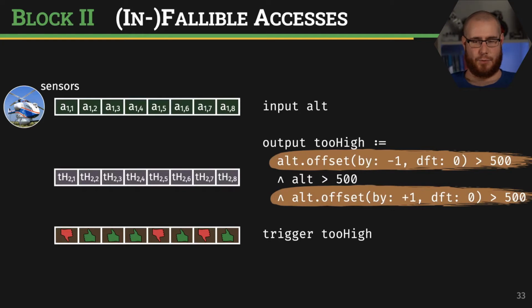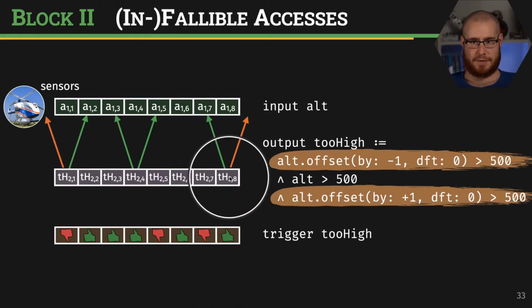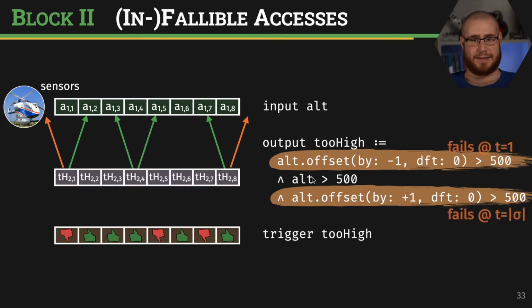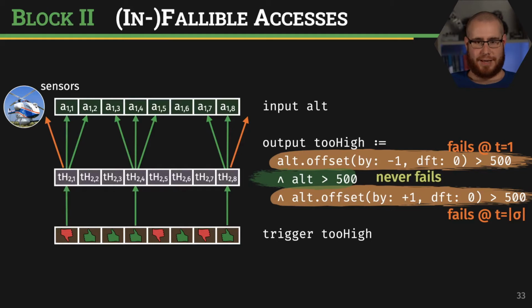And these accesses work most of the time, but we know that in the beginning of the evaluation here and at the end of the evaluation, they fail. And they only fail at these places. In the middle of the evaluation and of the monitor, they will never fail. And that's interesting information. For the last access here, this is infallible. So we know that we only compute too high when we get a new value of altitude, so this access can never fail. So all of them will always succeed. And this is quite interesting information that we can use.